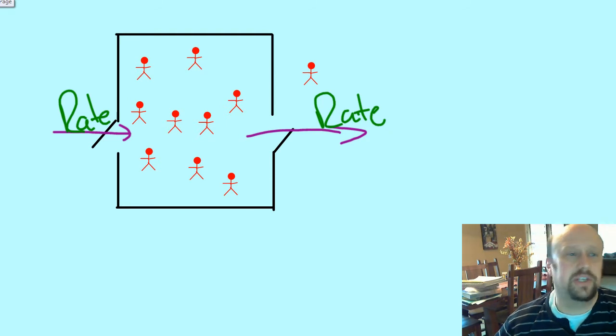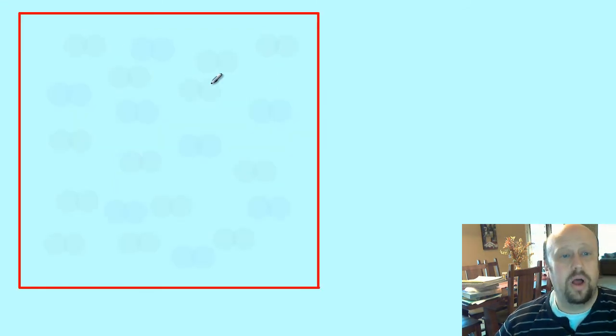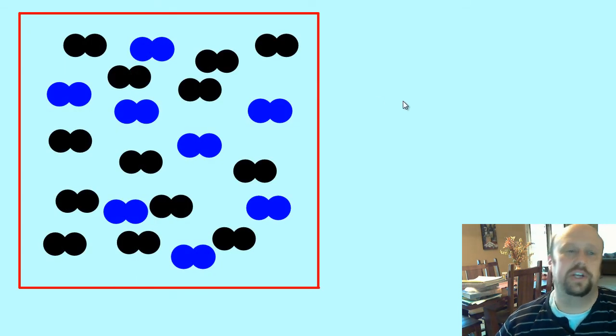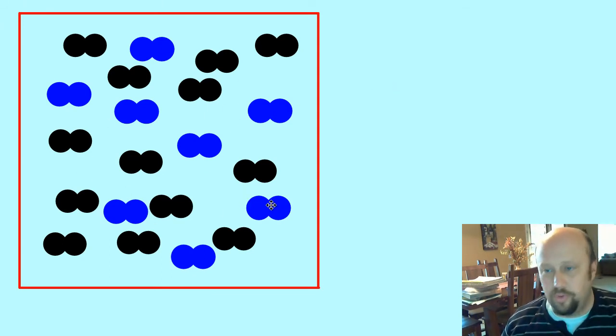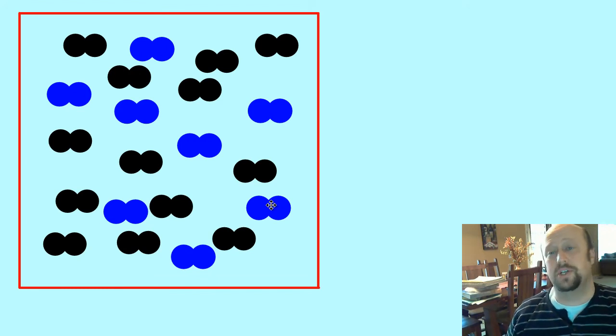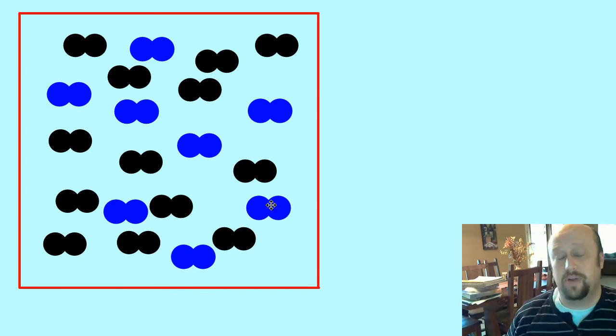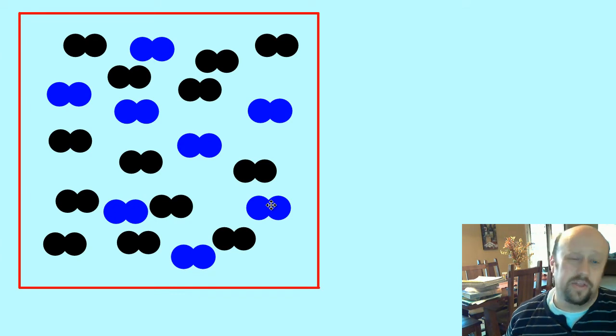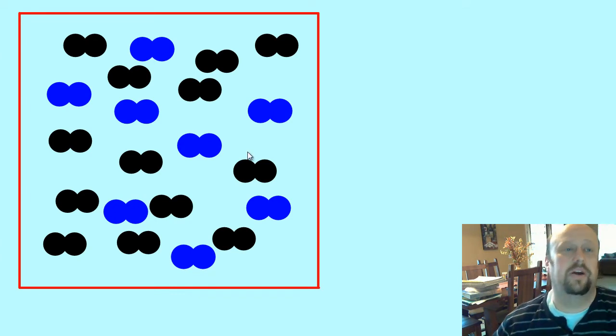Okay, so let's look at this a little bit more with actual molecules. Again, we're going to look at our nitrogen and hydrogen. We're talking about the same reaction, N2 plus H2 equals NH3. We're going to start out with normal initial conditions, and what that usually means is we don't have any products: we put in our reactants and we're waiting on them to react.